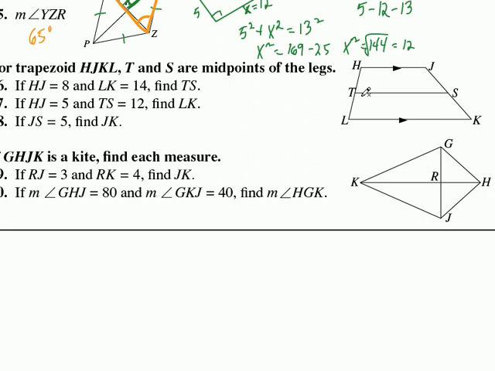All right, what about this one? JS is 5. Oh, that's one right there. Now we're talking about these ones along the side. And it says find JK. My goodness, this is so easy. Watch. Remember what I said about S? Point S is a midpoint, right? So JS is 5. What else is 5? SK. But that's not what they ask for, is it? They ask for JK, which is the whole entire thing. So what's the whole entire thing? It's 10. It's as easy as that.